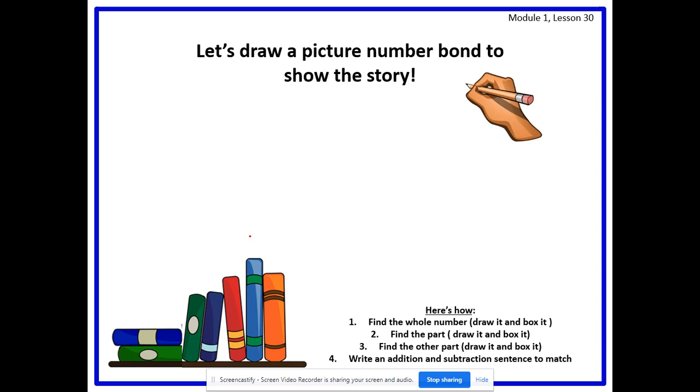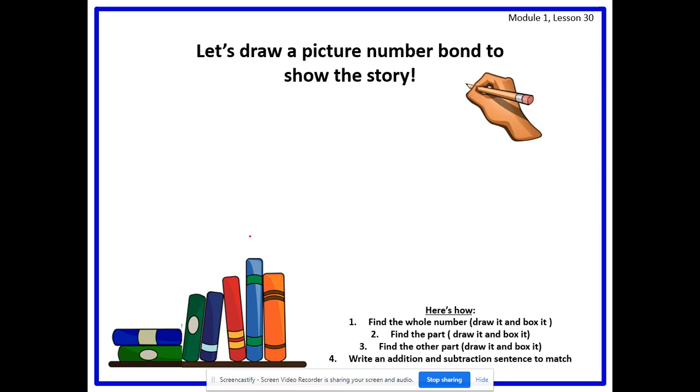So now we're going to learn something new. Let's draw a picture number bond to show our story. Well, what is a picture number bond? Well, today we're going to learn to draw a picture number bond. It's the same as a regular number bond, except it has pictures. Ready? Let's do this together.